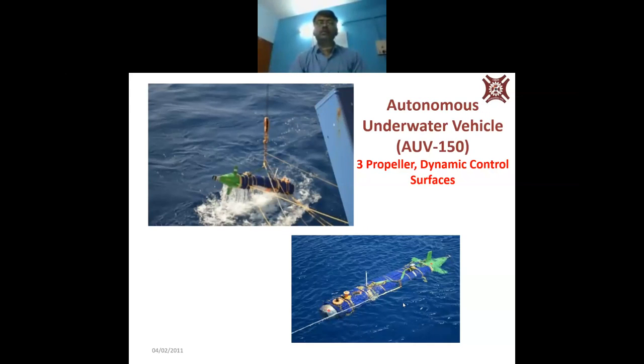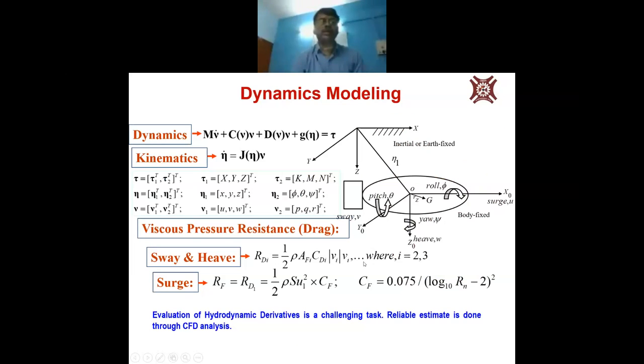After that, we have designed an AUV which can operate up to a depth of 500 meters. Some of the design steps we have followed will be shown in the subsequent slides. This is the dynamic model. Probably all of you are aware that it consists of inertia force, then Coriolis and centripetal term, then damping term, as well as the gravity related terms. The right side is represented by the generalized force, and for kinematics we can see that eta dot equals J(eta) times v. Here eta is the coordinate expressed with the help of the inertial or earth fixed frame, and v is expressed with respect to the body coordinate frame.